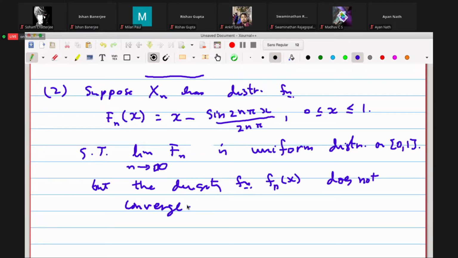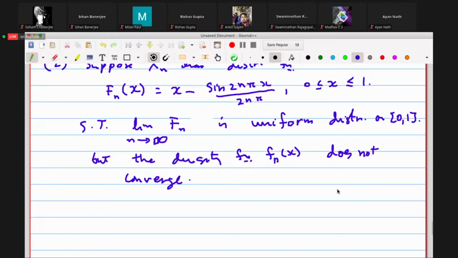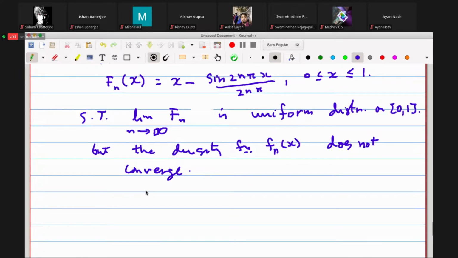So the point is that you can have a situation where each fn is a perfectly nice distribution function. It even has a density. You can just differentiate it and compute it. This is a differentiable function because x is differentiable, sine x is differentiable, and so on. So it has a density function, and fn in the limit goes to the uniform distribution. Okay, but the densities do not behave properly. The density functions do not have convergence as n goes to infinity.